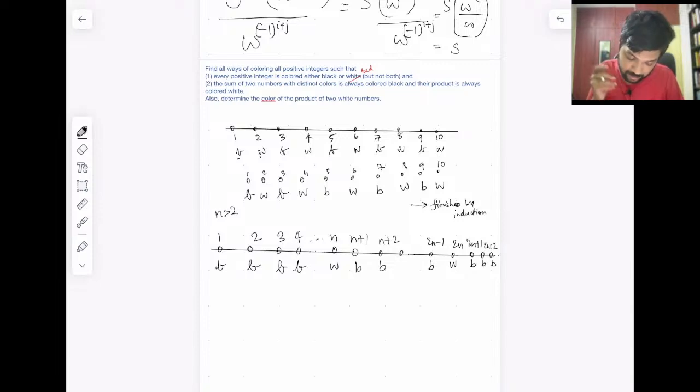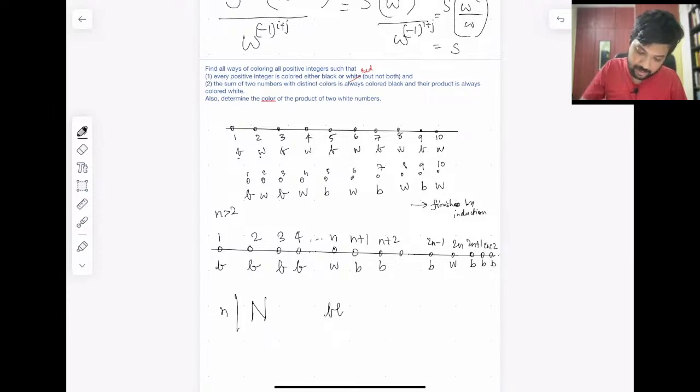Can you just prove it in general? Like, what is the claim now? The claim is all multiples of n are white, others are all black. Is that true? Let's say you have any number capital N, and if n divides capital N, the claim is that white must be assigned; otherwise, if n does not divide it, black is assigned. See, I've written an equivalent statement anyway.